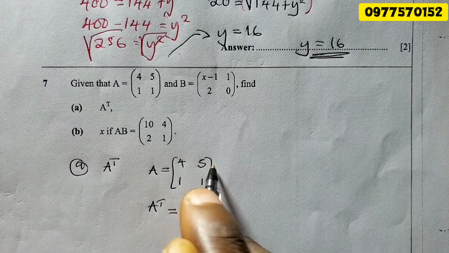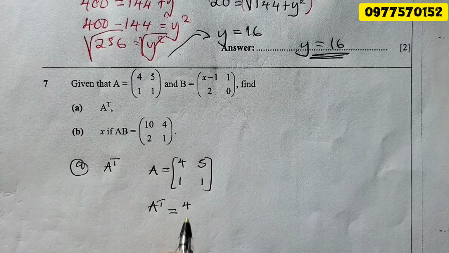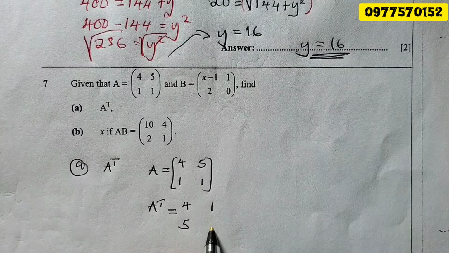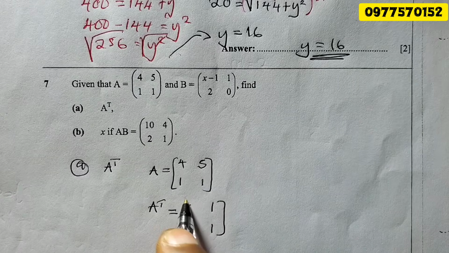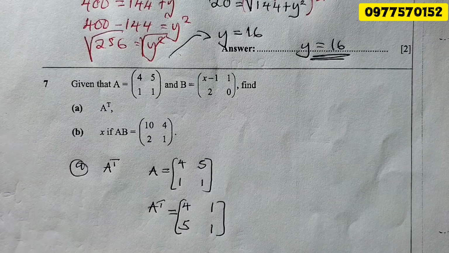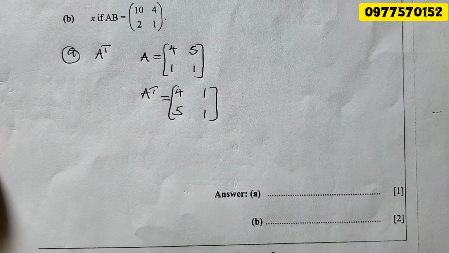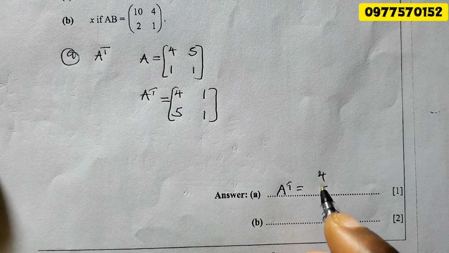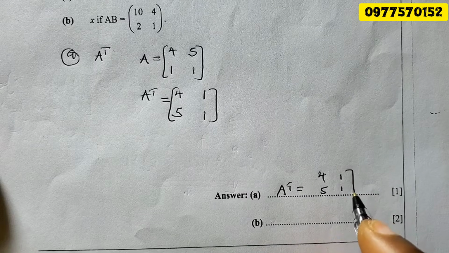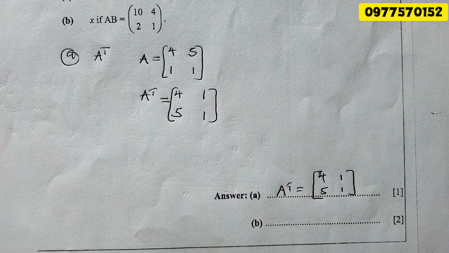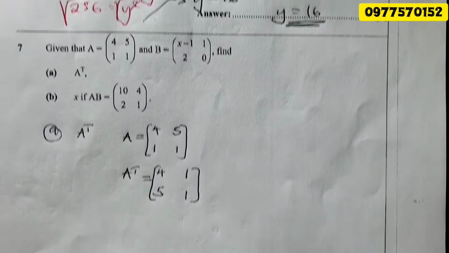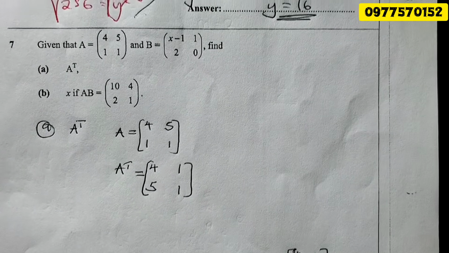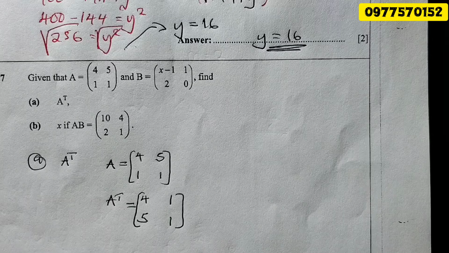the first row here will become the first column, so it will be 4, 5, and the second row becomes the second column as 1, 1, and this is the answer. You can just write it nicely as the transpose of A is 4, 5, 1, 1. Okay, let's solve the second one. What are they saying?